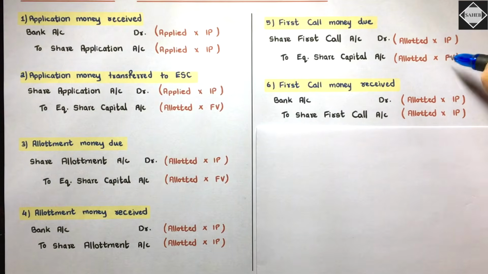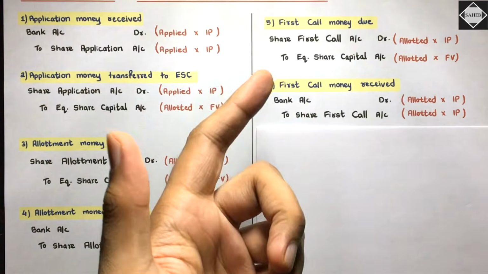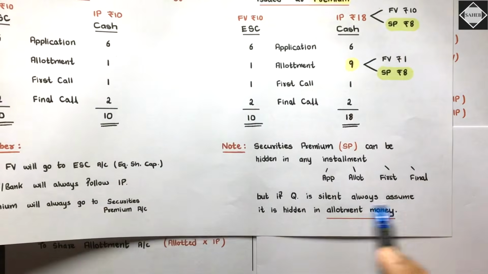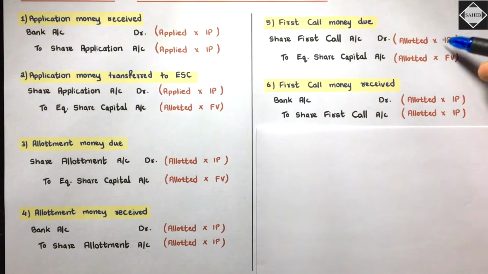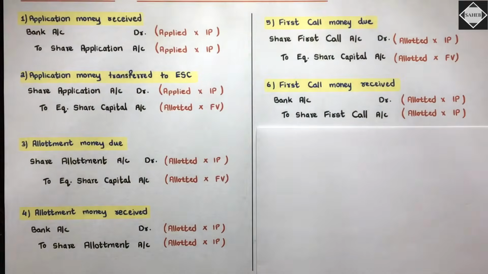First allotted into IP, yeah, and here allotted into face value. In equity share capital, face value will go, but in share first call, IP will go, IP part. Why is that different? Because in share first call installment, there can be premium. No, premium can be hidden in any installment, isn't it? I told you, premium can be hidden in any installment. So that is why when we take share allotment, share first call account, we always see the IP part. Okay, you will get to know more about it when we go to the premium. Okay, because in premium, see, there is a difference, no? So that is why it is like that, the shortcut.